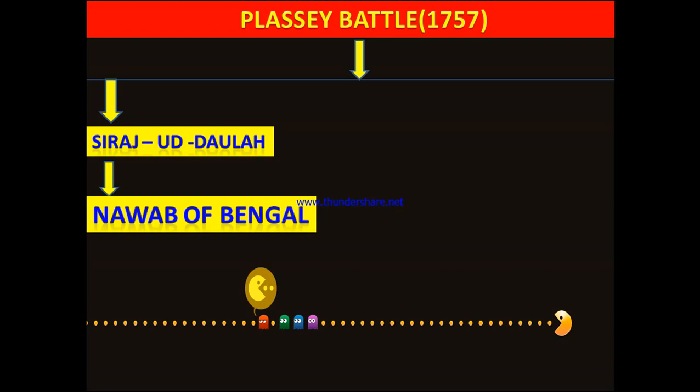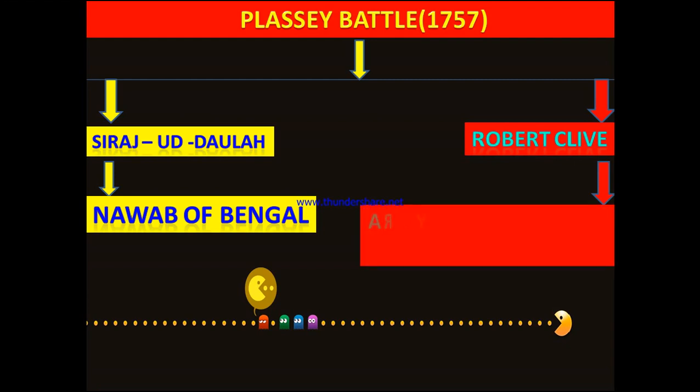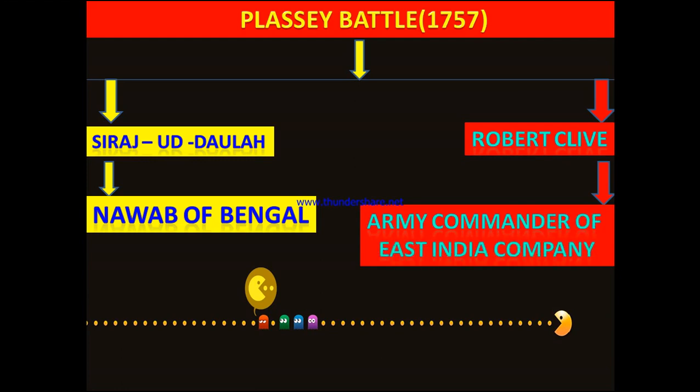Siraj ud-Daulah had one army commander, his name was Mir Jafar. At the same time the East India Company had one main army commander, known as Robert Clive. Robert Clive did not like the actions taken by Siraj ud-Daulah in the Bengal province. Then he made a secret conspiracy with the army commander of Siraj ud-Daulah, Mir Jafar, and he promised Mir Jafar that he would support him, in the battle between Siraj ud-Daulah and the British East India Company.